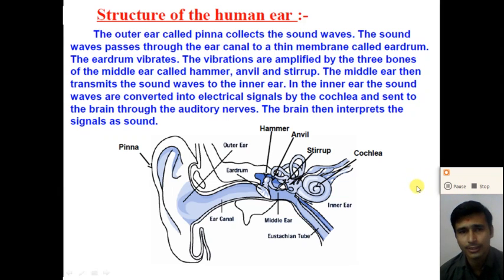So dear student, understand the structure of the ear and how we can hear the sound. This point is important for the examination also, right? Draw the structure of the human ear and explain, right? So you have to draw the structure of this human ear. I hope that you understand both points: the sonar and the use of the sonar, and the structure of the human ear and how we can hear the sound.